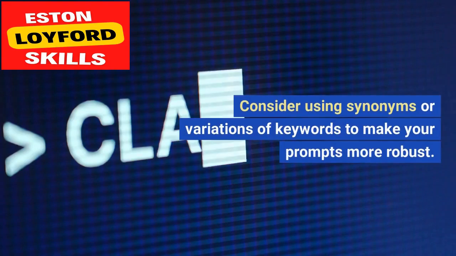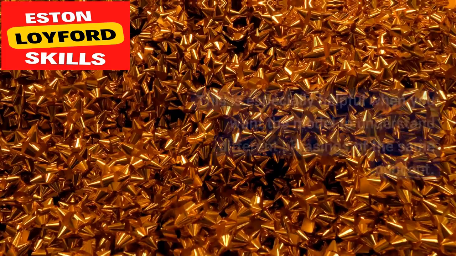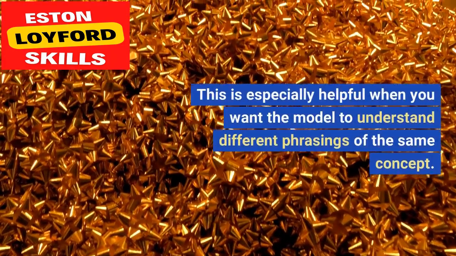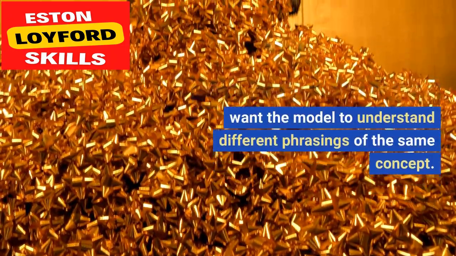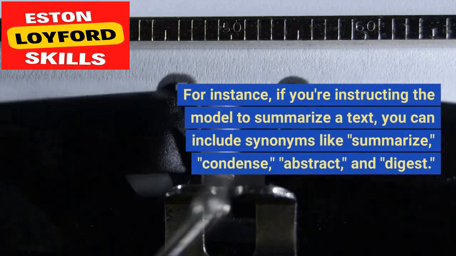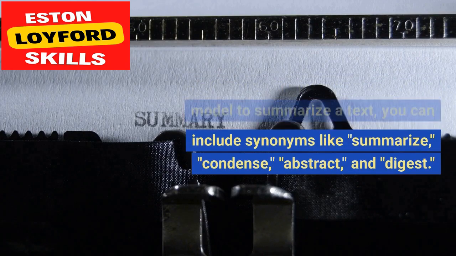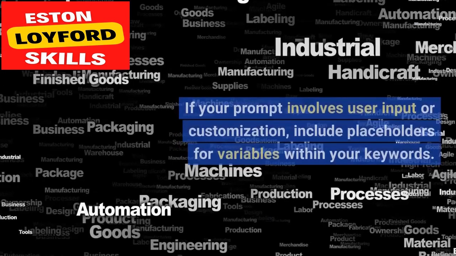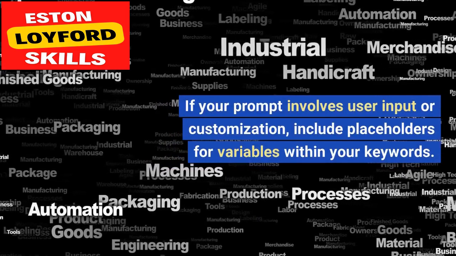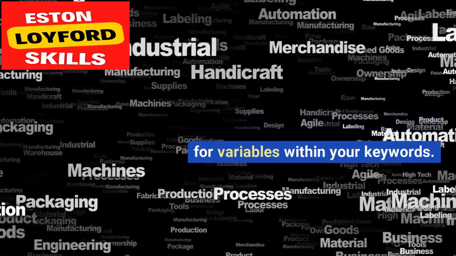Consider using synonyms or variations of keywords to make your prompts more robust. This is especially helpful when you want the model to understand different phrasings of the same concept. For instance, if you're instructing the model to summarize a text, you can include synonyms like summarize, condense, abstract, and digest.